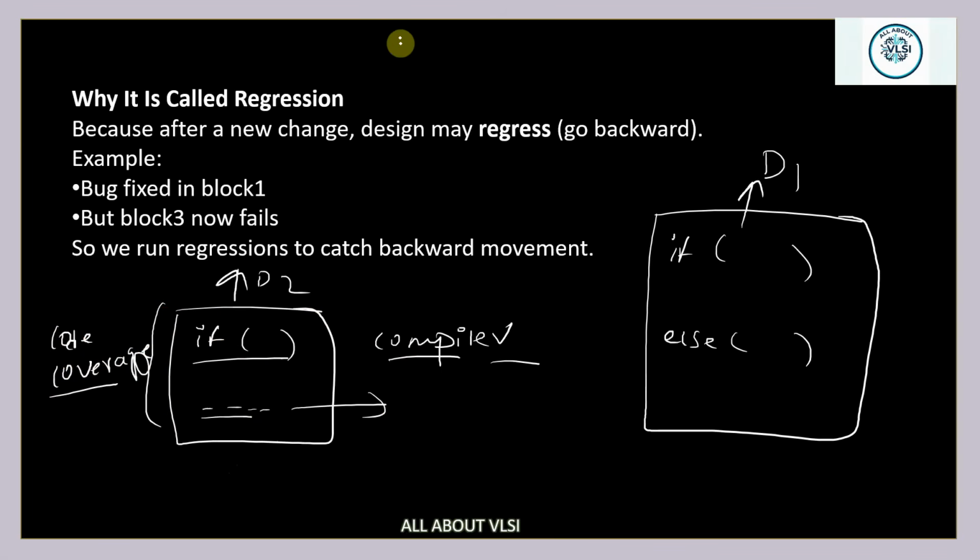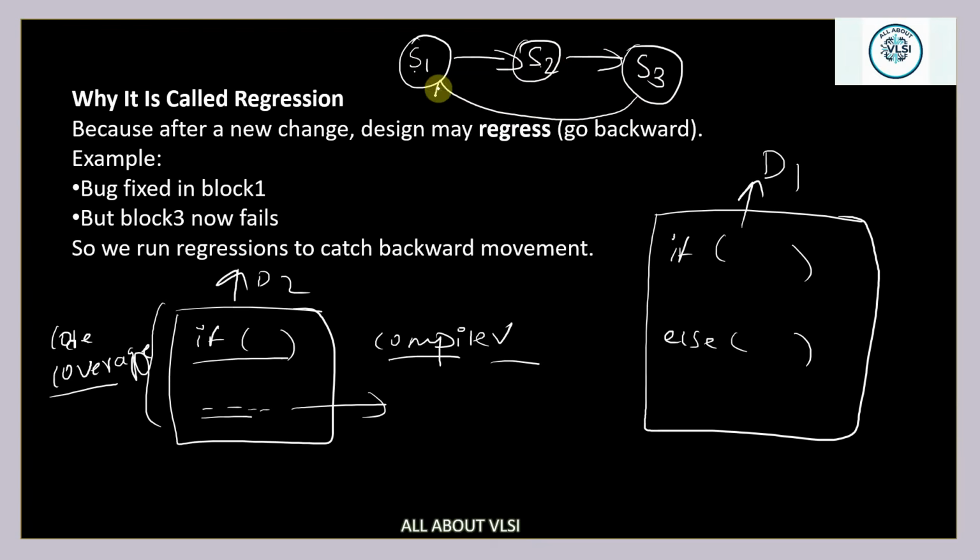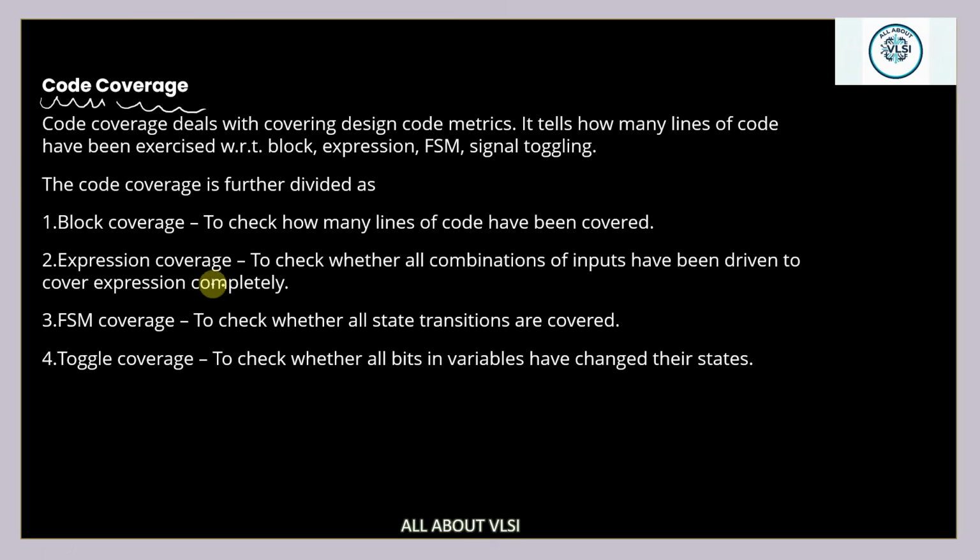Or let's say you have an FSM with different states S1, S2, and S3. Code coverage will make sure that you are traveling from one FSM state to another FSM state or not. Code coverage has many features: it can check whether a particular line is being executed or not, whether you are traveling from one state to another, or whether you have a branch and you are exercising all the possible combinations of that branch. So this is what code coverage is going to look at.